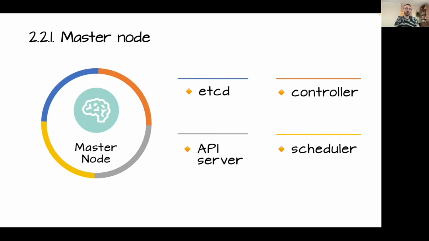We have the controller, which checks the current state of the worker nodes, and if there are any differences between the way they should be, the way you have defined them, the controller is the one who will try to fix it and get rid of those discrepancies.